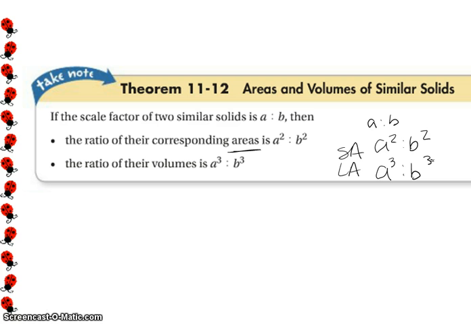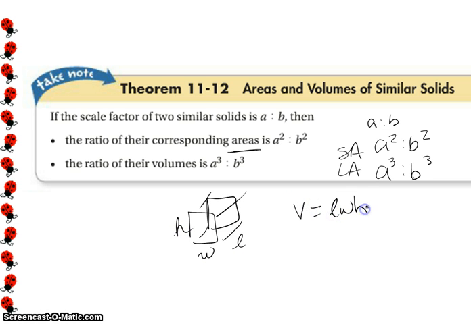If you think about why, I think it's very easy to see if you think of a rectangular prism and you look at volume, right? So if I had a rectangular prism with a length and a width and a height, for volume it's LWH. And let's say I was going to use a scale factor of 2.